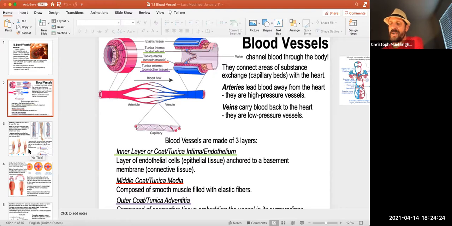And so it has nothing to do with oxygen or no oxygen. It just happens that most arteries carry more oxygenated blood and most veins carry deoxygenated blood, but not all of them.